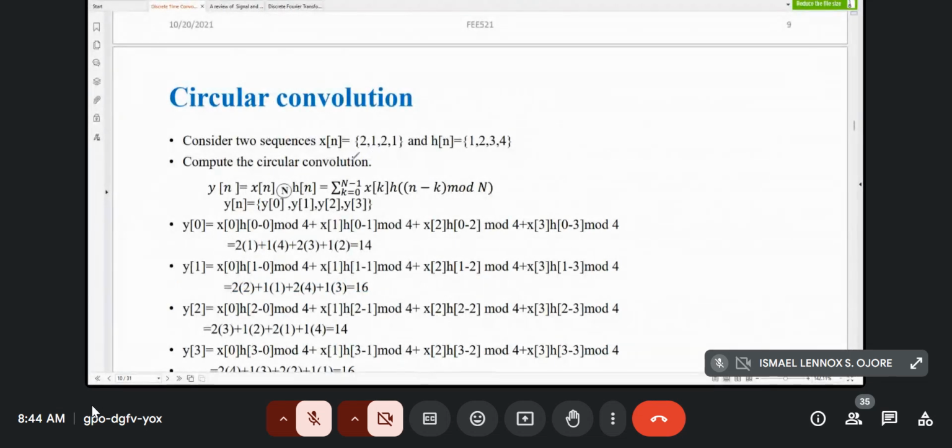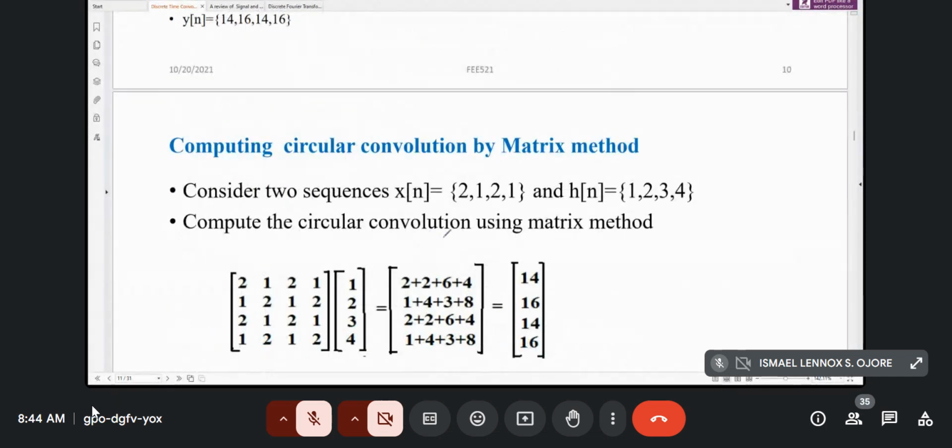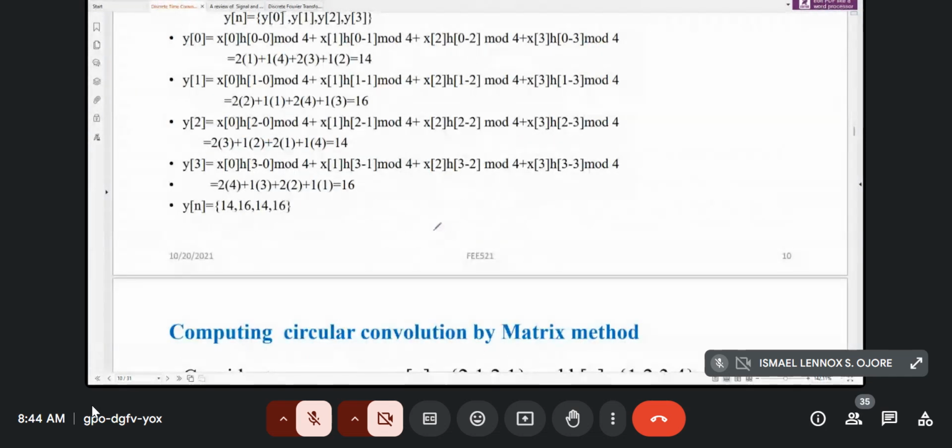So you are given these two sequences. Remember, these sequences have to be the same length. Yeah. So x of n is 2, 1, 2, 1, and h of n is 1, 2, 3, 4. So we are supposed to compute the circular convolution. Let's just work it out the way it is first, because we are going to use methods like the matrix method, and we see whether you get the same results.